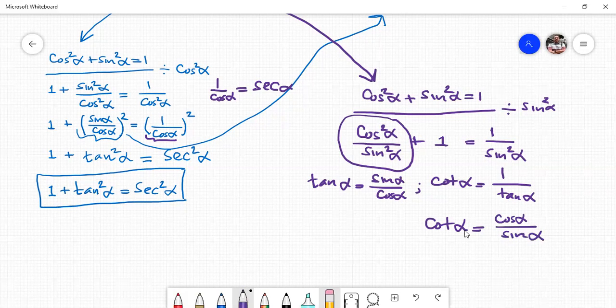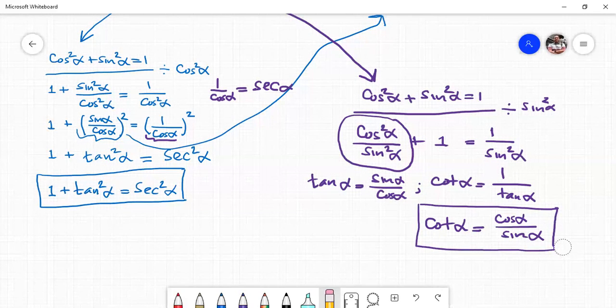Very good. Now look at this. This is really, really amazing, right? Okay, look at this formula. They are really beautiful.